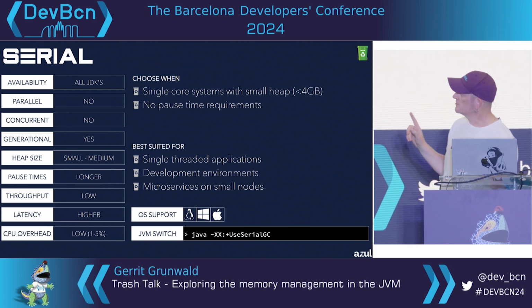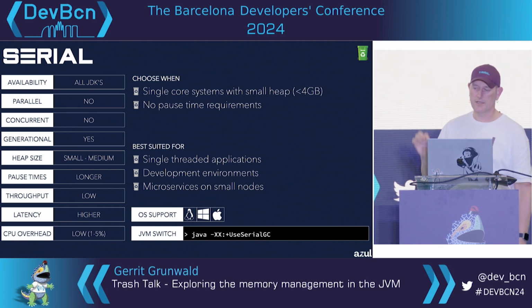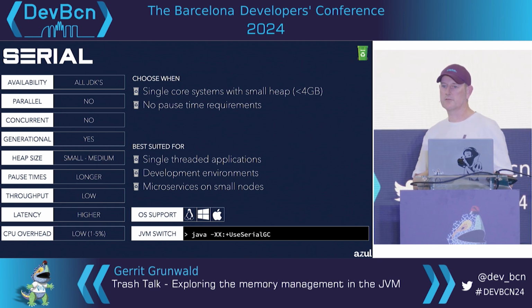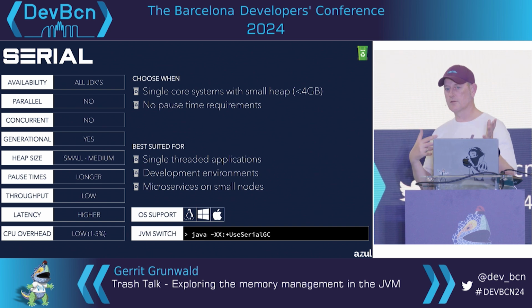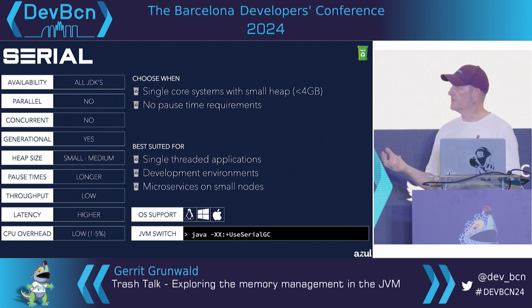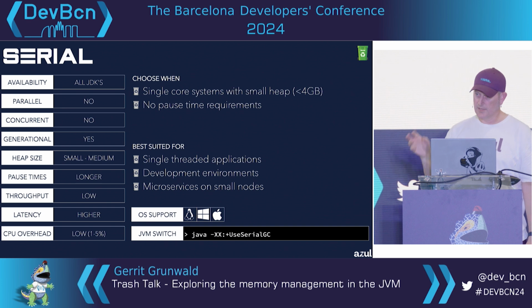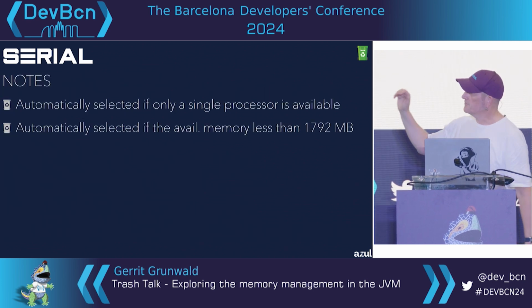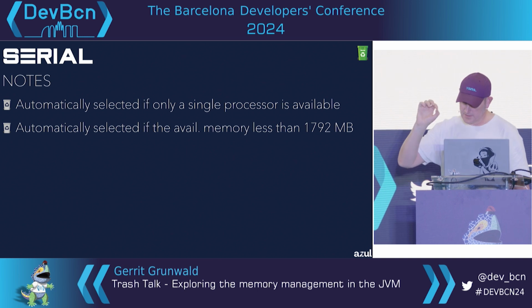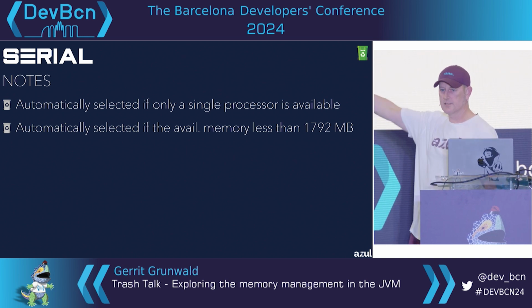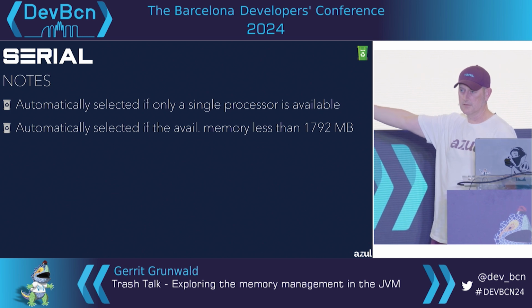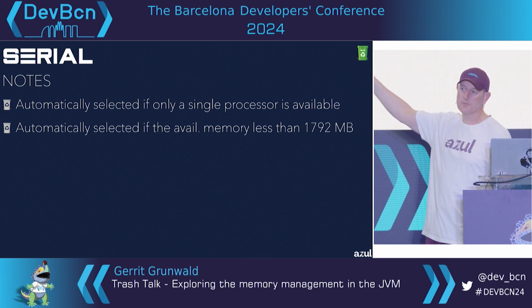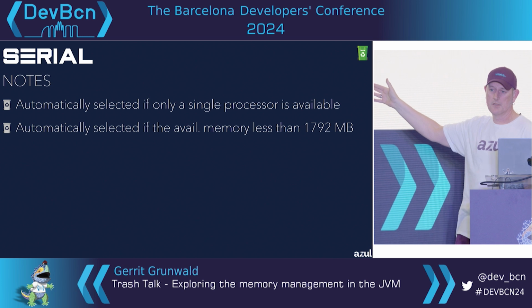This one will be chosen automatically if you do not explicitly define a garbage collector. The JVM will make its own decision, right? And this is based on the heap size and on the hardware that you use. So for example, if you run on one CPU only, you will get the serial collector. Or if you have less than 1.8 gigabytes, you also get the serial collector.